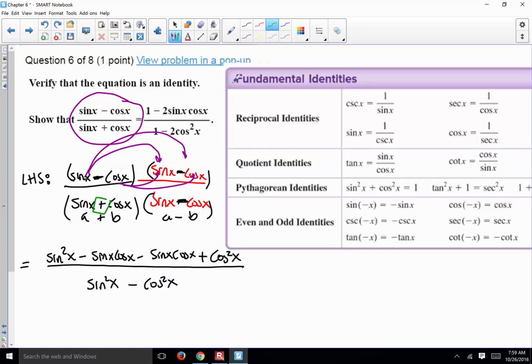Or just FOIL it and you will see the middle terms cancel each other. The outside terms, sine cosine and cosine sine, are the same as the inside terms, but they are opposite sign, so they will cancel. Instead of 4 items you will have 2, because these 2 terms in the middle are canceling because they are opposite sign. Okay? In here on this one.